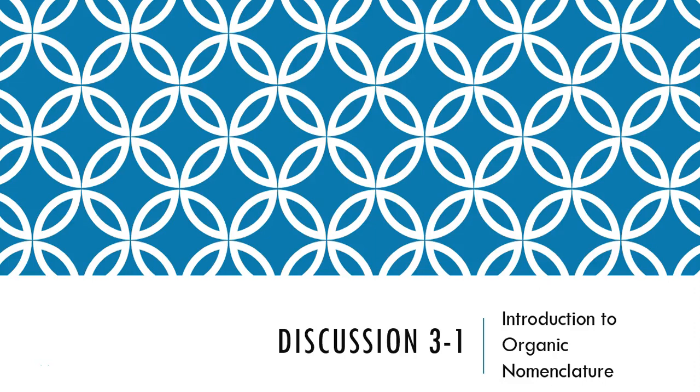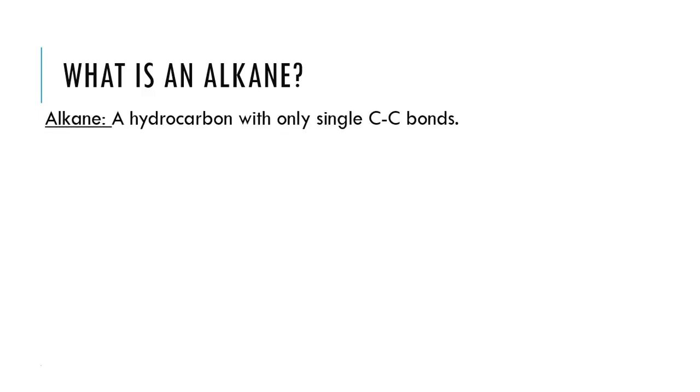This is the podcast for Discussion 3.1, Introduction to Organic Nomenclature. So first we have to talk about some basic vocabulary. The first thing is, what is an alkane? You probably learned this in Chem 1, but just in case. An alkane is a hydrocarbon with only single carbon-carbon bonds. Hydrocarbon meaning it just has hydrogen and carbon.